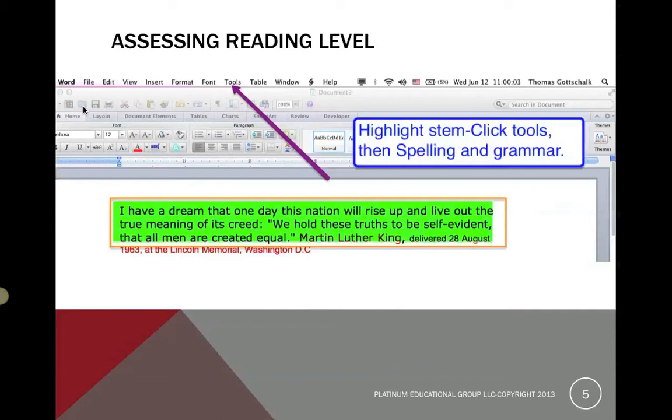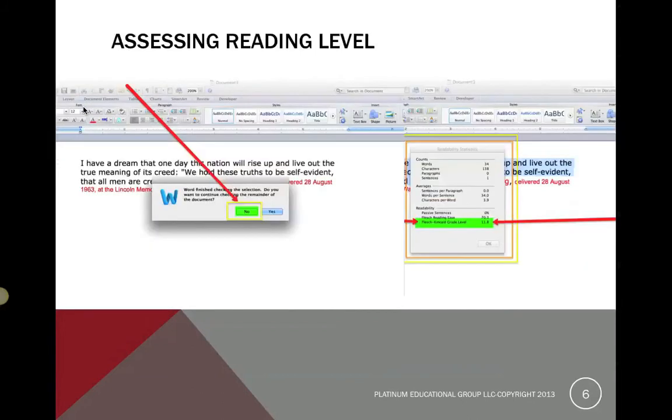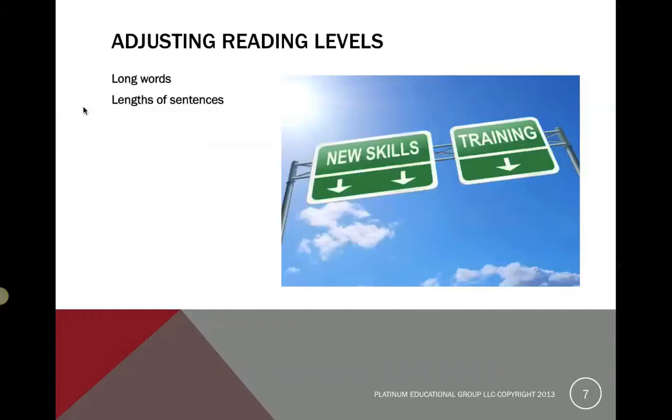So to do that, assessing reading level, you'd click on your tools. You would then, as you've done that spelling and grammar check, it'll ask you, do you want to continue with the rest of the document? You say no, or click no, and then it'll give you the Flesch-Kincaid grade level. For example, in this one, 11.8 is the reading level of this particular selection.